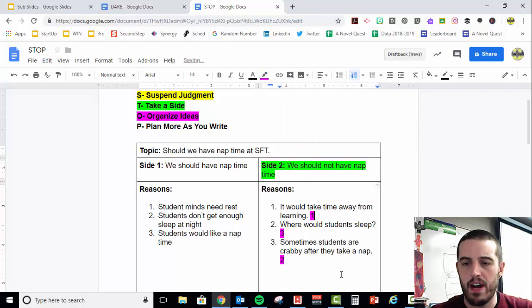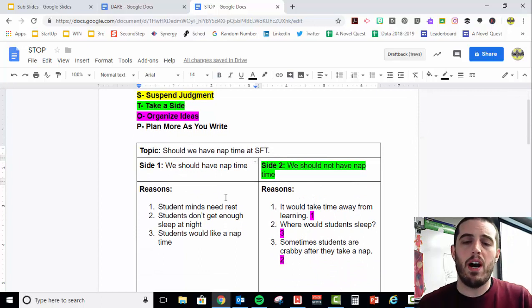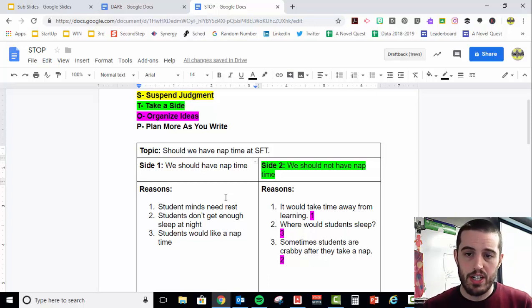And then finally, I'm going to give myself permission to write more and change my ideas as I go. So that is a quick overview of the STOP strategy. So right now I need for you to go to your assignment and complete the STOP strategy on your assignment if you haven't done so already.